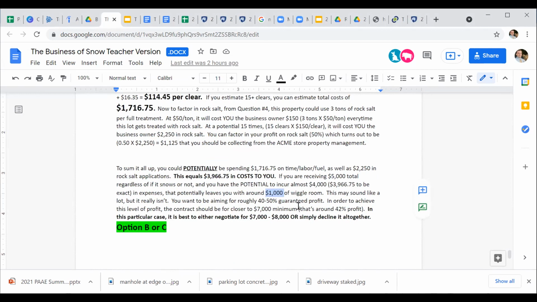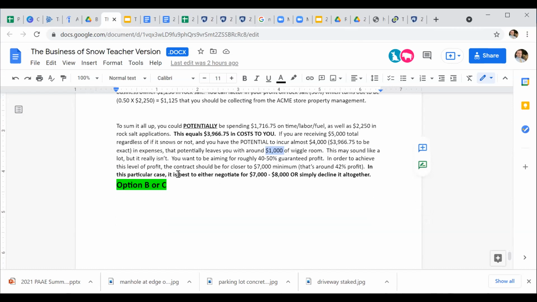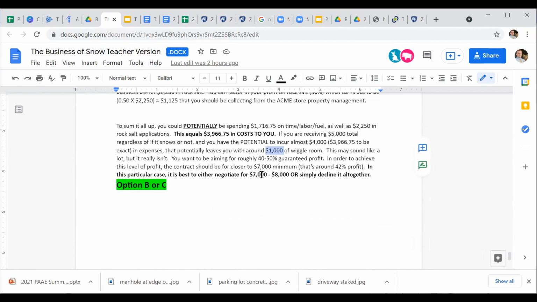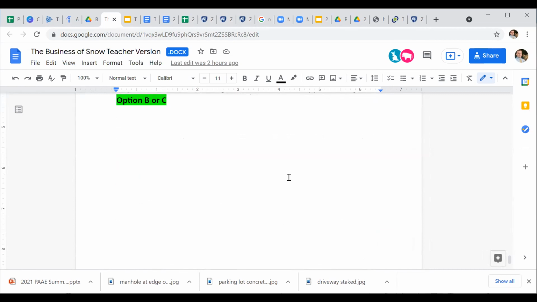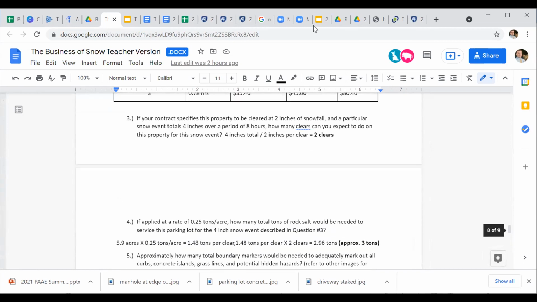Because you get a really bad winter, above average winter, that $1,000 could be gone in a heartbeat, and now you're losing money to maintain that contract. So my recommendation to the student that's working through this scenario is to decline the contract and renegotiate for a minimum of $7,000 to $8,000 to do that. And that's that. We are now officially 1 minute past due.